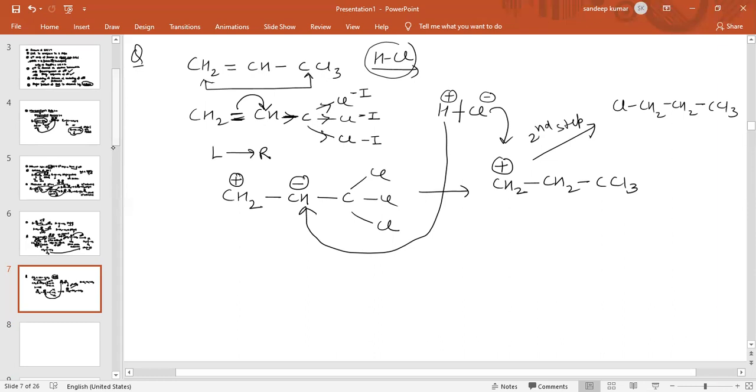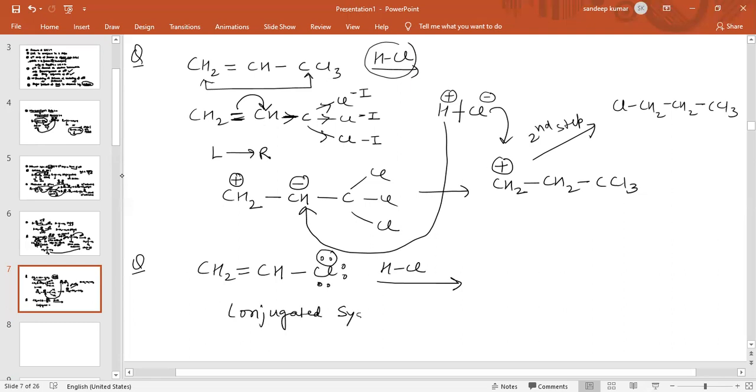See next. The next question is also a very important question. See, if a compound is given like this, CH2 double bond CH and Cl, and we want to add HCl. As we know, this lone pair, single bond, double bond, so this is basically a conjugated system.